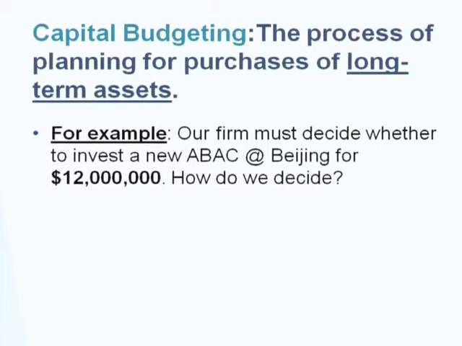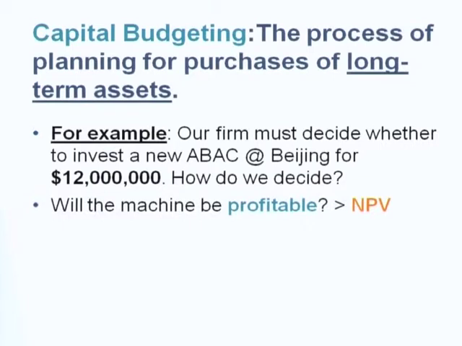For example, the firm must decide whether to invest in a new ABAC campus, let's say in Beijing, at a cost of 12 million. How do we decide? Of course, based on the previous chapter, you need to make sure that this project is generating profit. Profit comes from revenue being greater than cost, so NPV is positive.